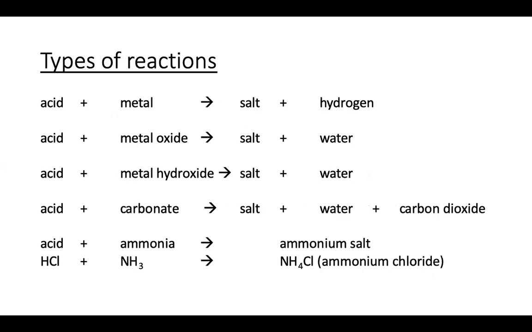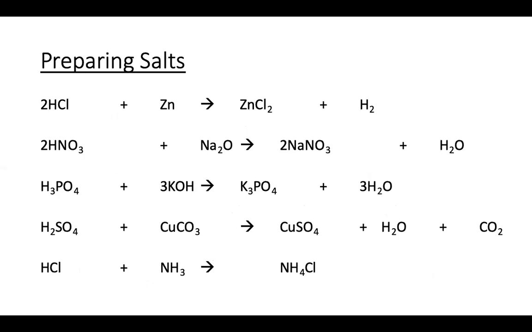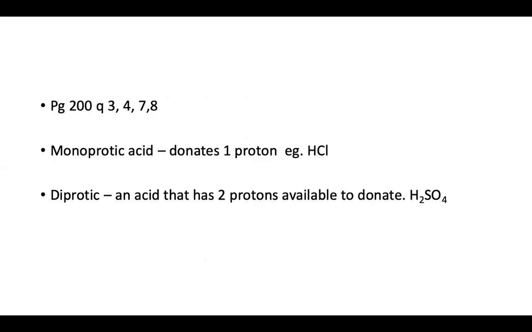Right, and we looked at the types of reactions: acid plus metal gives salt plus hydrogen, acid plus metal oxide gives salt plus water, acid plus metal hydroxide gives salt plus water. Acid plus carbonate gives salt plus water plus carbon dioxide, with effervescence, because we make carbon dioxide bubbles. Acid plus ammonia gives you an ammonium salt, for example HCl plus NH3 gives NH4Cl. Then we looked at examples of the preparation of different salts, and then you had your homework to do, right?